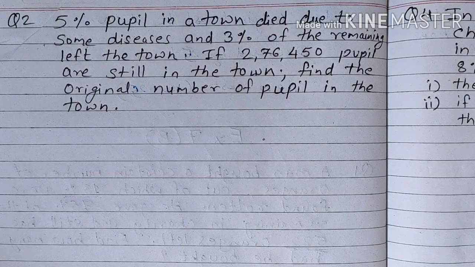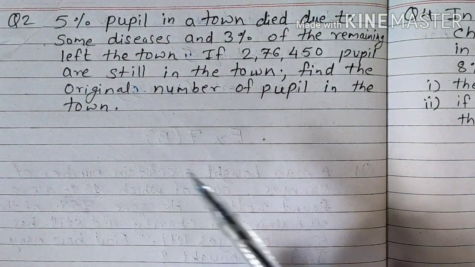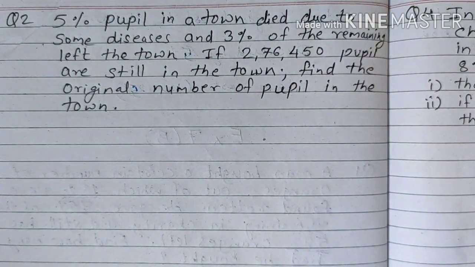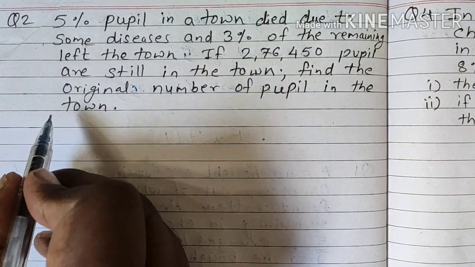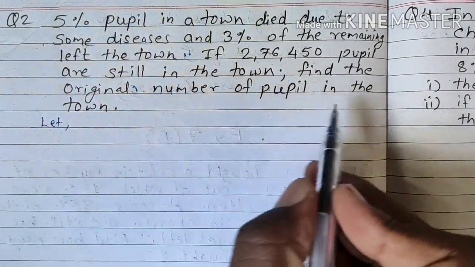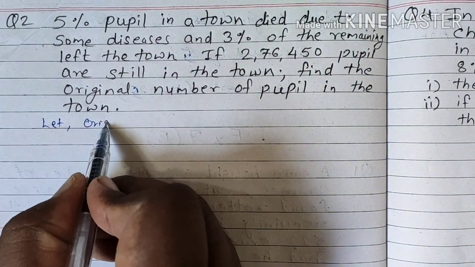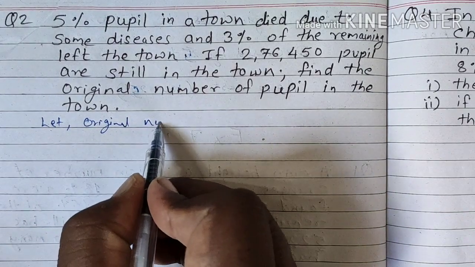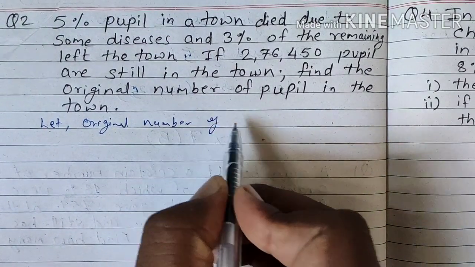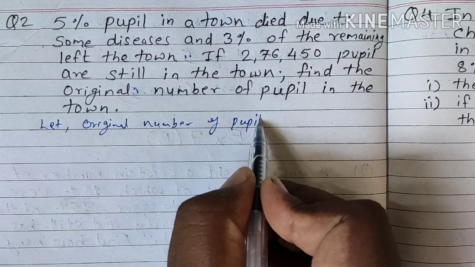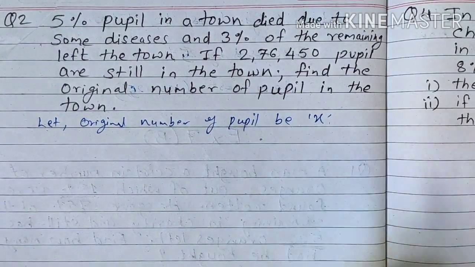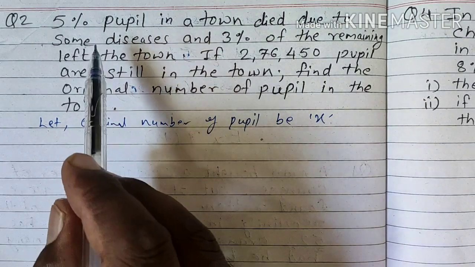Okay. Now, we will try this question by using the X method. You can also solve it in the previous way whatever we have learned, but we can also solve it by using the X method. Okay. So our question is: find the original number of people. Let the original number of people be X.